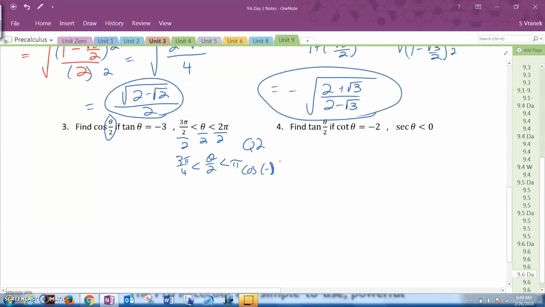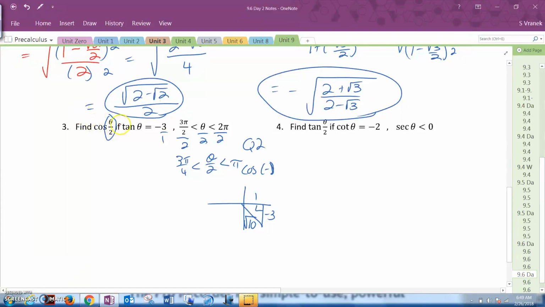Now I'm going to do a triangle real quick. Now the triangle will be in Q4 based on that information. Tangent's negative 3 over 1. So I'll put those there. If I do negative 3 squared plus 1 squared, we get root 10 for the hypotenuse.